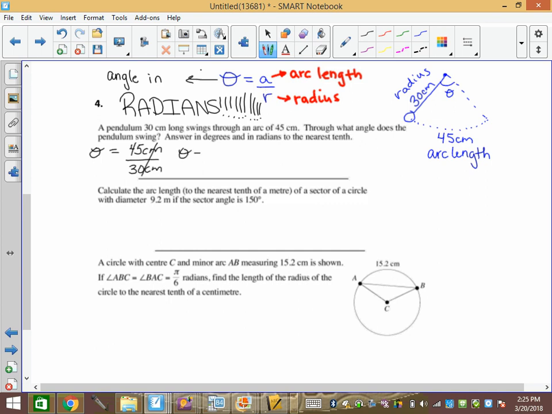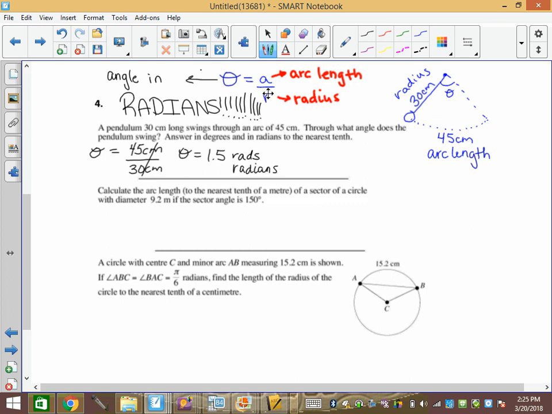So theta equals 1.5. Now, we could leave it as just 1.5. If we leave it as 1.5, it's in what unit? Seriously? No. It's in radians. So I can leave it as 1.5 and that is radians, or I could write rads behind it, or I could write radians behind it, or I could leave it as it is.